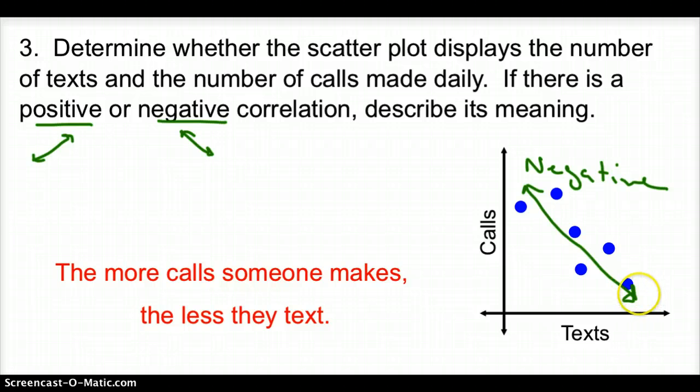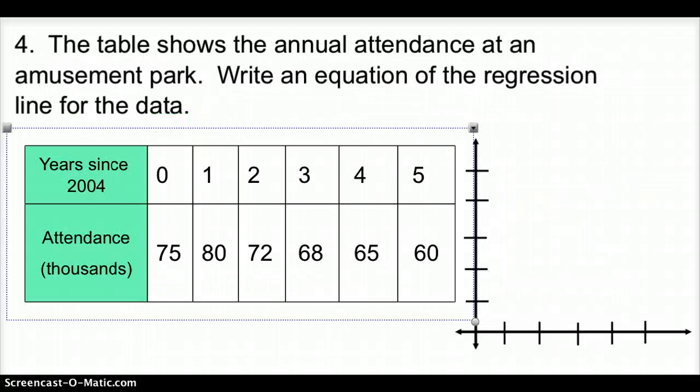Now, the more text I send, the less calls I make. Now here we have a table that shows the annual attendance at an amusement park. We're asked to write the regression line for the data. Before I write the regression line, I'm going to label these points.